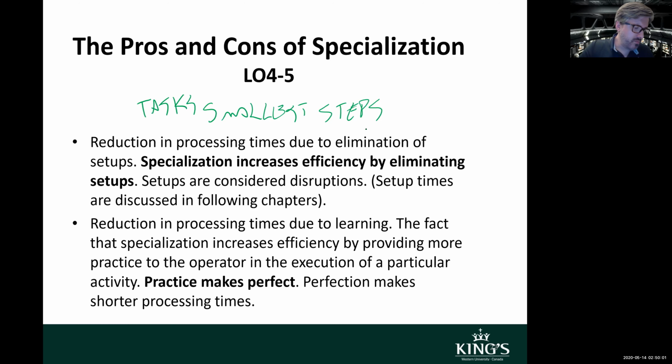We can have a lot more examples about this. Simple tasks require less skill, and if it requires less skill, it's easier to learn, right? So it takes years and years to train a chef, but it takes a couple days to teach a person to flip burgers, right? So specialization increases efficiency from that way.